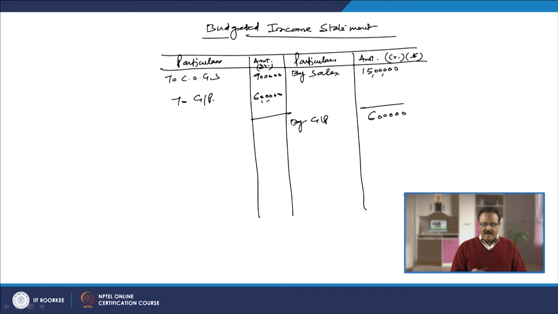Now, come to the debit side. Here we have to take these expenses: material, labor and other overheads are called direct expenses, and some other expenses are also there which need to be subtracted from the gross profit. They are known as indirect expenses. Direct expenses are those expenses without which production is not possible.